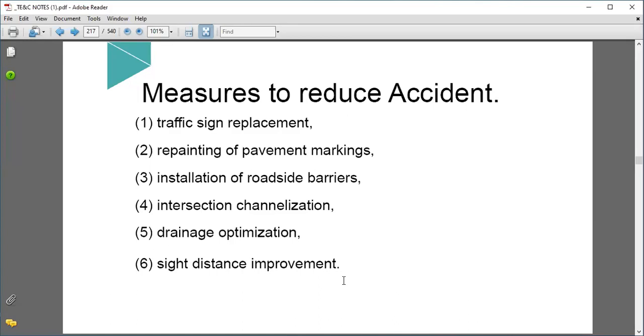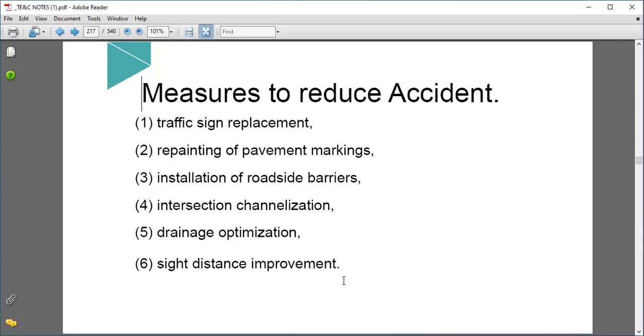Traffic sign replacement means traffic signs and signals which will be helpful to all the people. If there is some defect, then we have to mark the signs and signals on the road. Again, repainting of pavement marking means on the road we have to make the marking. Okay, next one is the installation of roadside barriers. Installation of roadside barriers means on the side roads, road edges, we have to provide the barriers. Intersection channelization, drainage optimization, and side distance improvement. Such types of improvement we have to make on the road to reduce the accidents.